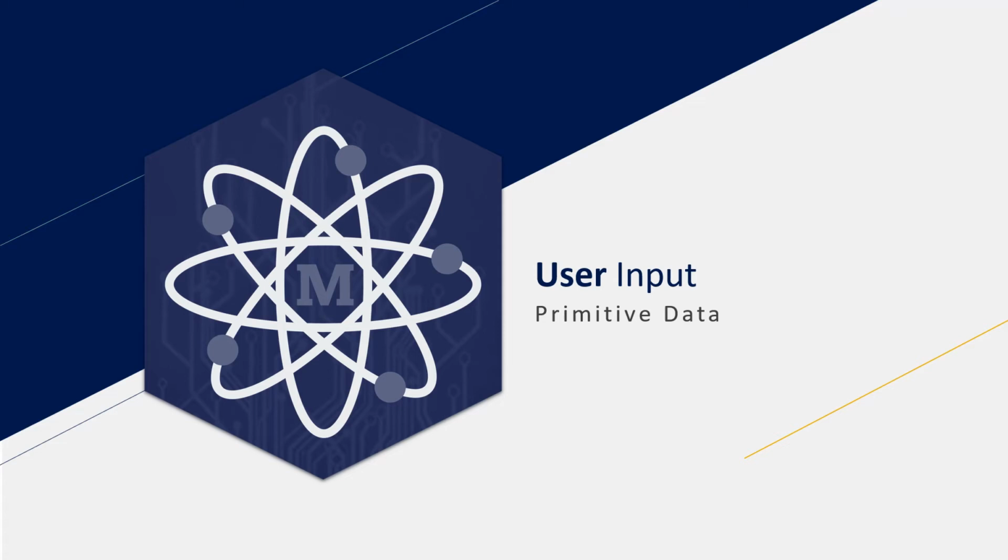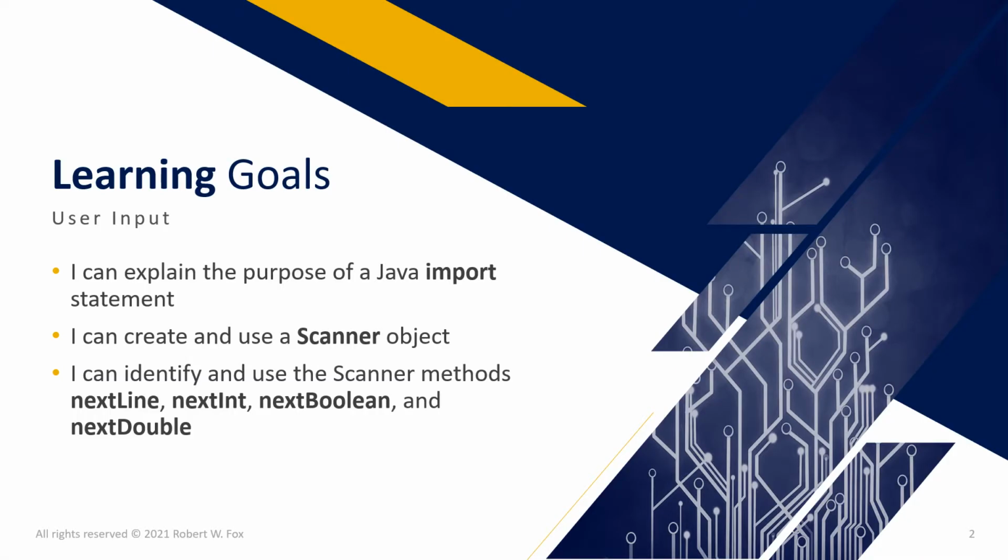Welcome. In this lesson, we are going to learn how to do user input in Java. So let's get started. We've got three learning goals for today. The first is that you can explain the purpose of a Java import statement. The second is that you can create and use a scanner object. And finally, you need to be able to identify and use the scanner methods, including nextLine, nextInt, nextBoolean, and nextDouble.